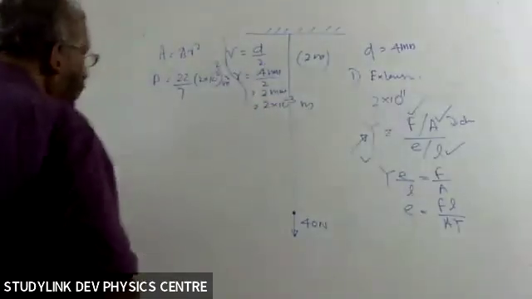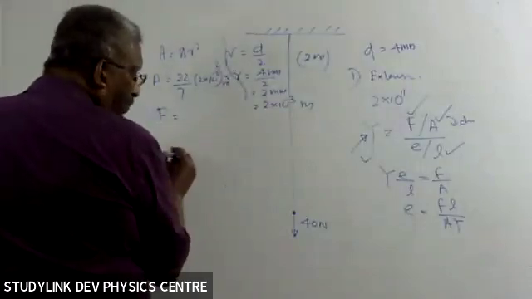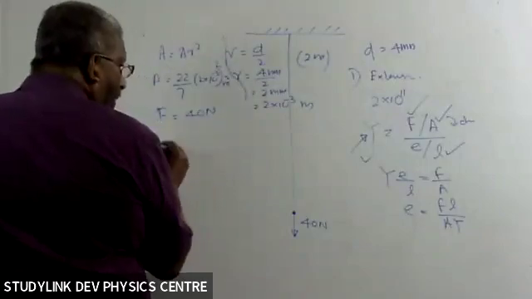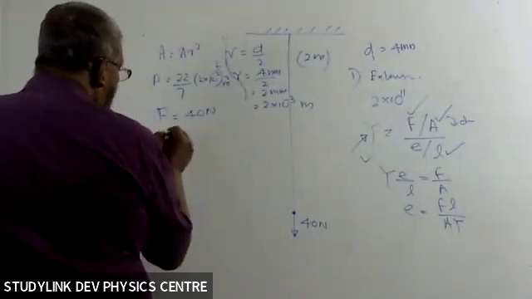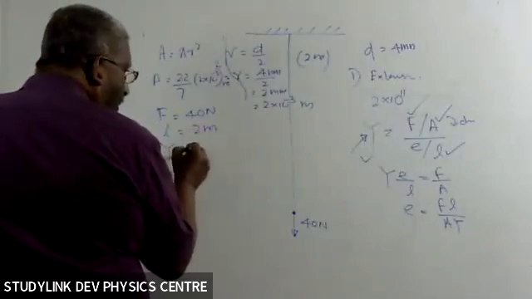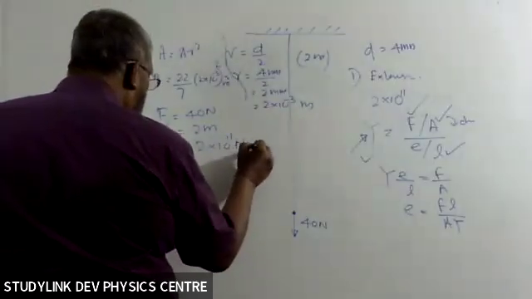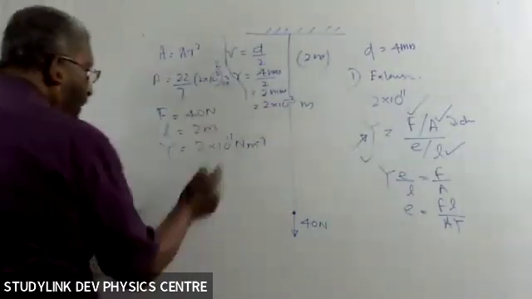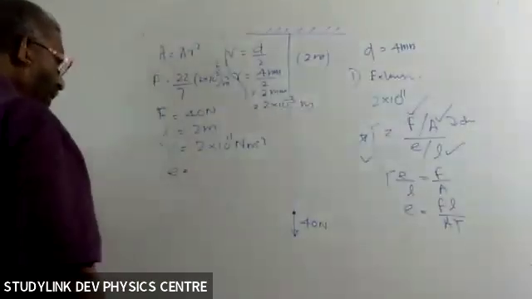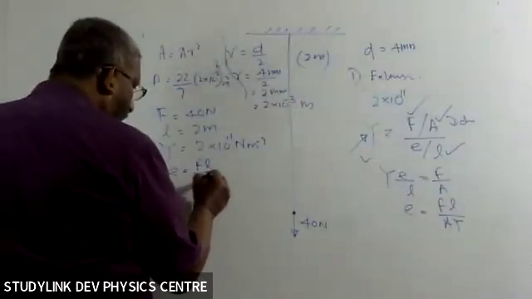After that, you just write force. Force is given as 40 newtons, and L is 2 meters, and Young modulus is 2 into 10 to the power 11 newton per square meter. After that, you get the equation. There is no need to write it here. Again, if you want directly, FL over AY.